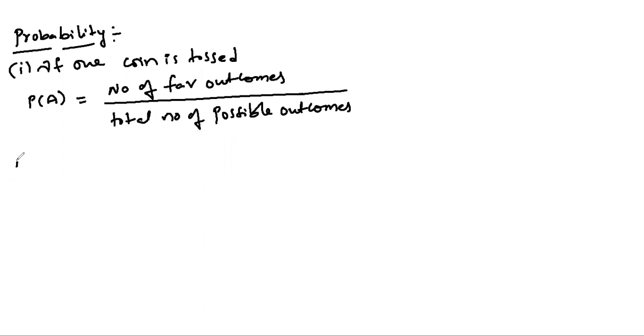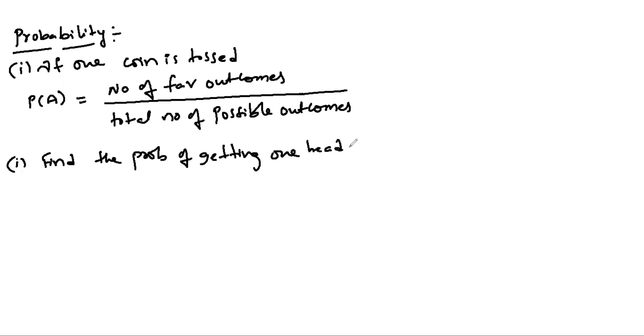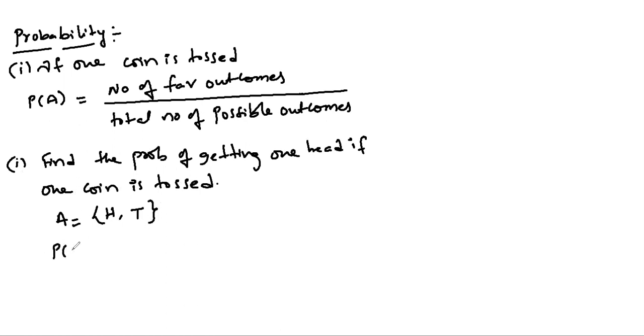So the question is now: find the probability of getting one head if one coin is tossed. So now you have to write all the possibilities. A is equal to, if one coin is tossed, what are the possibilities? One is head and another one is tail. Now find the probability of getting one head according to the formula.